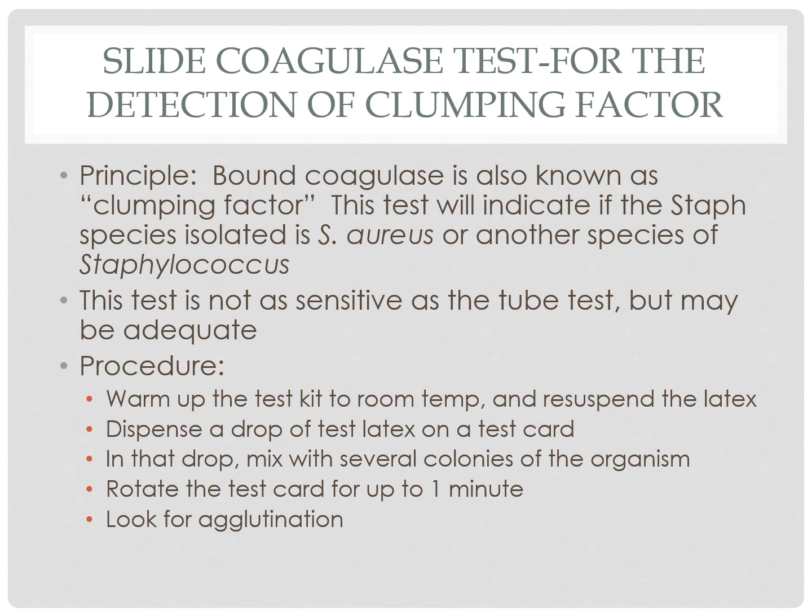The procedure is this. What we do is we warm up our test kit, and that test kit includes a suspension of latex particles. Once those latex particles are warmed up, we can dispense a drop of that test latex onto a black test card. In that drop, we can mix several colonies of the organism and then rotate the test card for 30 seconds to a minute, and we look for agglutination. If agglutination occurs, then we have Staphylococcus aureus. So this can be used instead of the coag tube test. We can use instead the slide agglutination test.